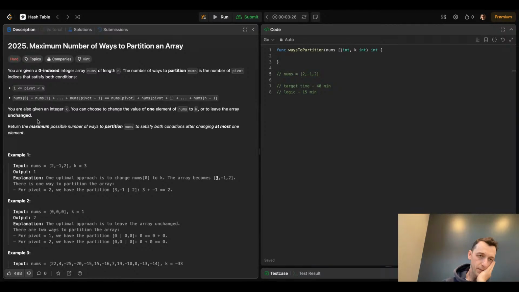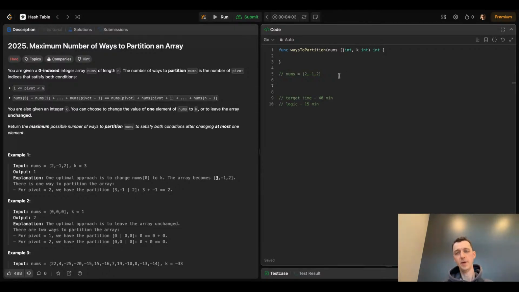You're also given an integer k. You can choose to change the value of one element of nums to k or to leave the array unchanged. So there are n + 1 variations, because any of the n values can be changed to k, or none, which is why it's n + 1.